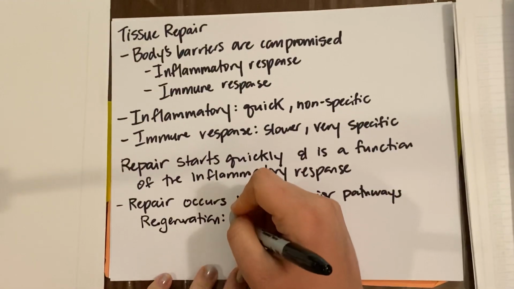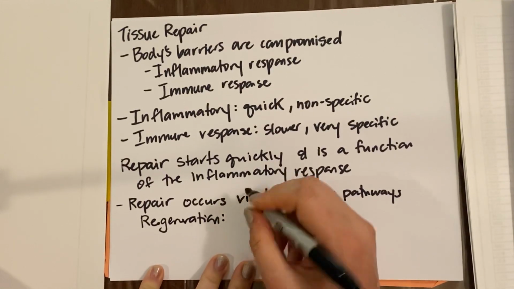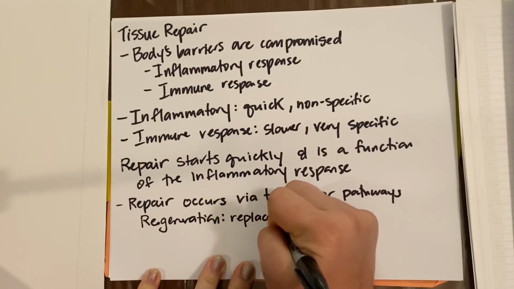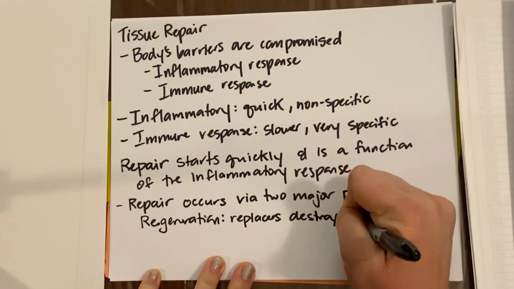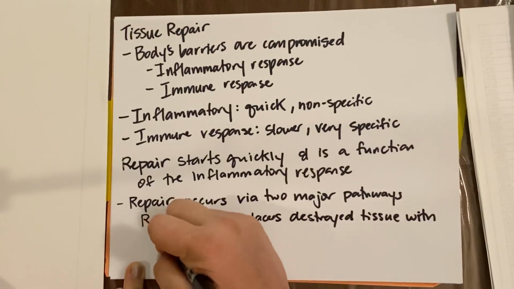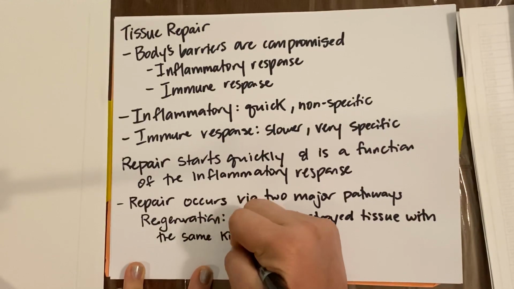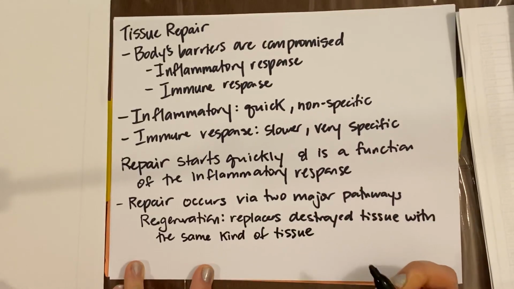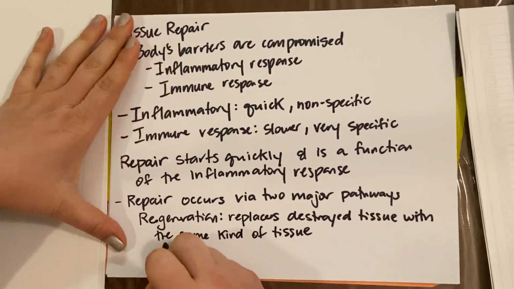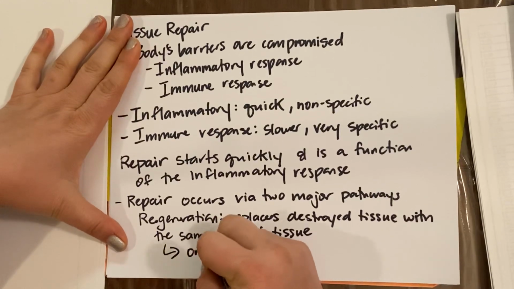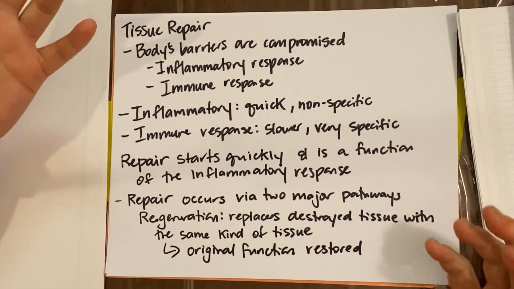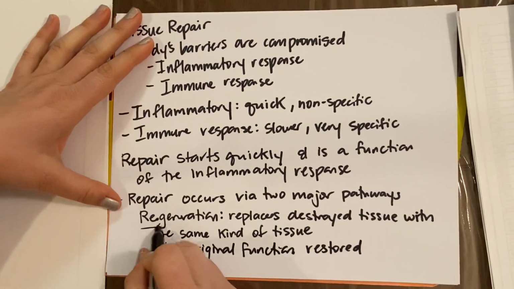Okay, and so in this case, the destroyed tissue is replaced with the same type of tissue. So what that's saying is that the tissue that you started with before it was destroyed is what is then replaced. Because of this, this allows for the original function to be restored. Because it's the same type of tissue, it's going to be able to function in the same way. So that's going to be regeneration.